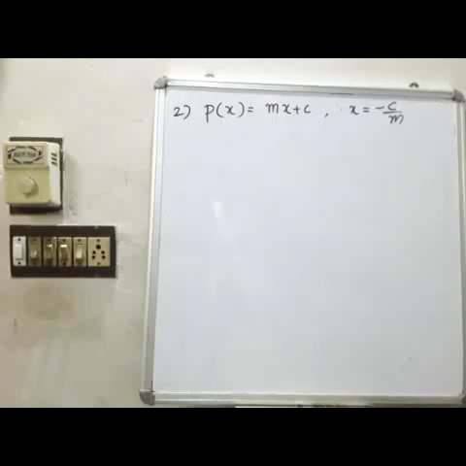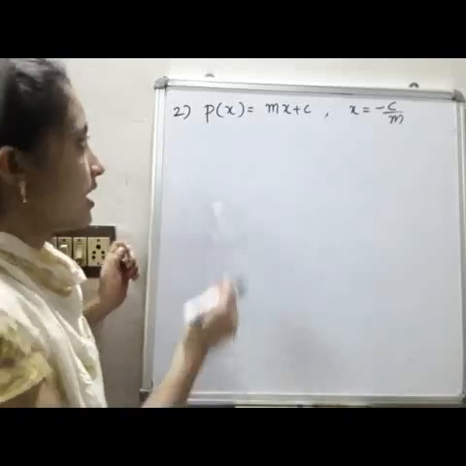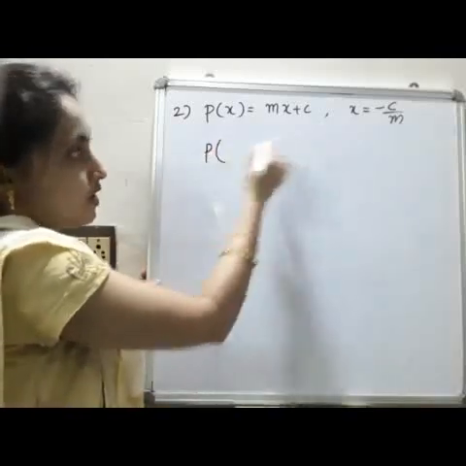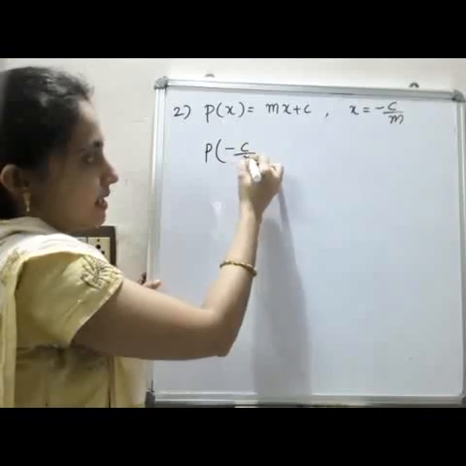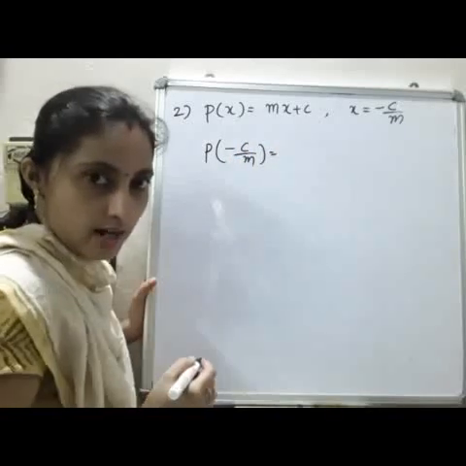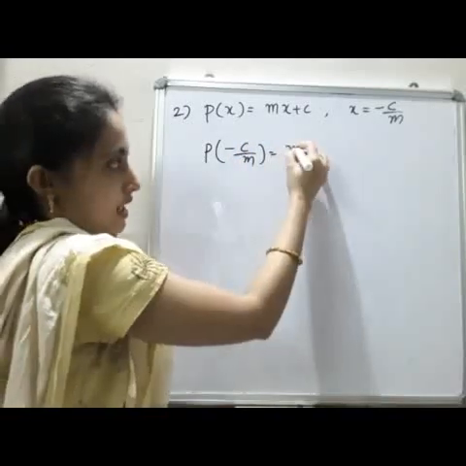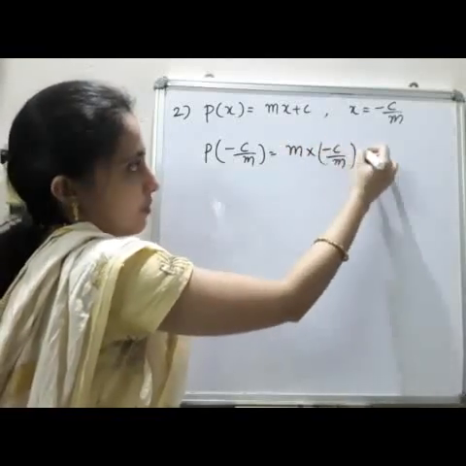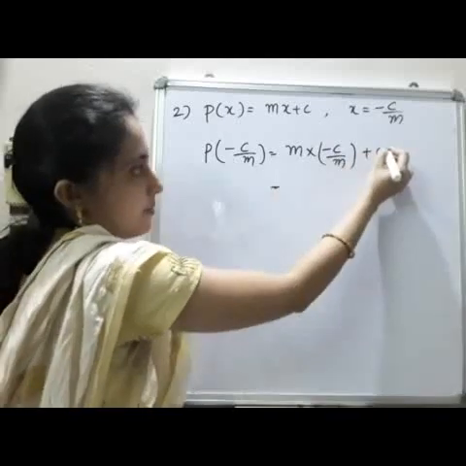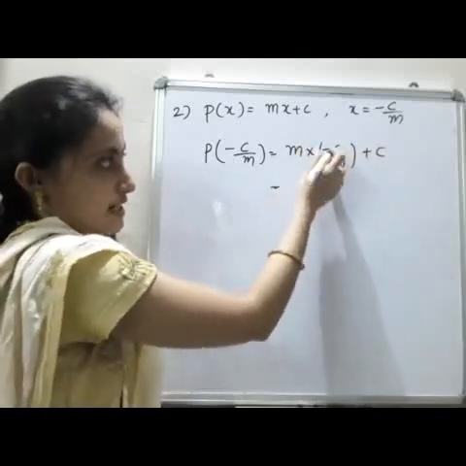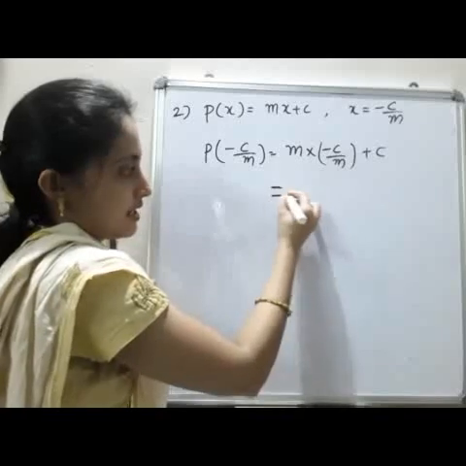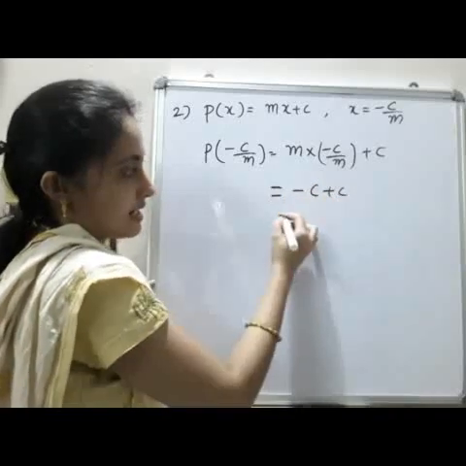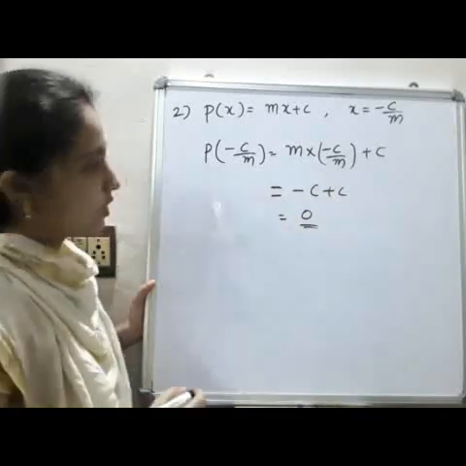So please write down: p of x is equal to mx plus c, where x is equal to minus c by m. So already p of x, what do you have to substitute? P of minus c by m. That is equal to, replace x by minus c by m. So m into minus c by m plus c. This m and m are cancelled. What is left here? Minus c. So that is equal to minus c plus c. What is minus c plus c? 0.